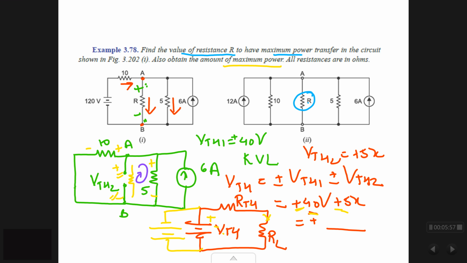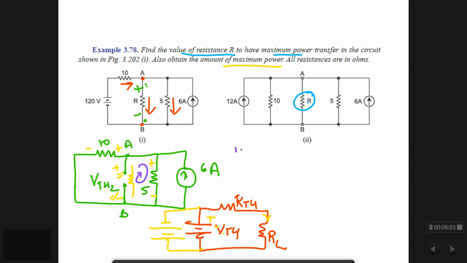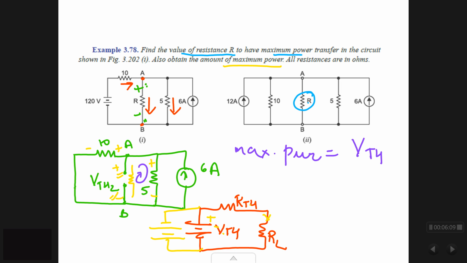VTH, RTH. Now, in your problem they told you to find the maximum power. To find maximum power, the answer is VTH square by 4RL. VTH you have calculated, put it over here. RL also you have calculated, put it over here. You will get the maximum value of power.